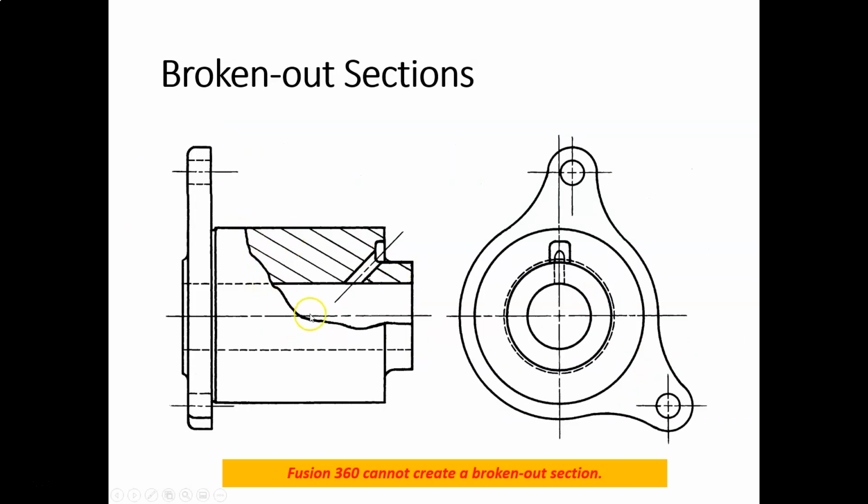Broken out sections. A broken out section is a way to break out a specific area to show the internal detail. Here we have a little pilot hole that we just need to show in a section view. We don't want to create a section view for the whole thing, so we break it out here. The break line that divides the sectioned part from the unsectioned part is a visible line that is drawn roughly like this, and there is no cutting plane line over here. None. Also, Fusion cannot create broken out sections.